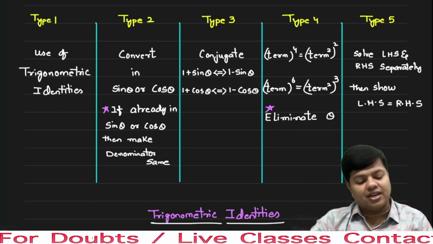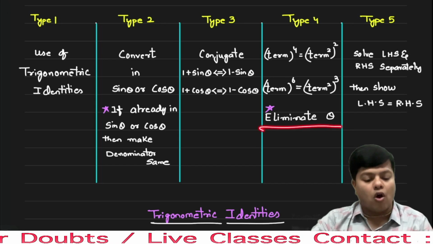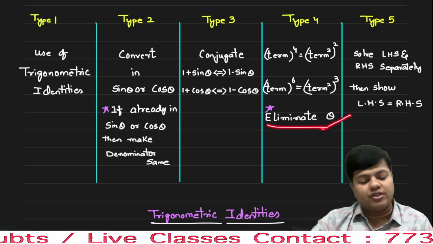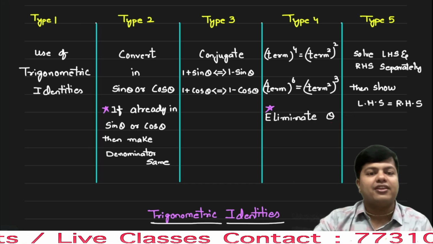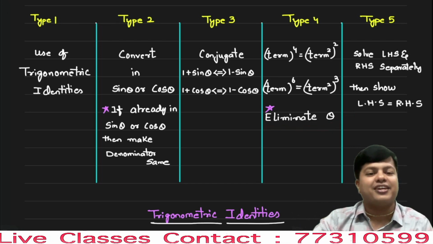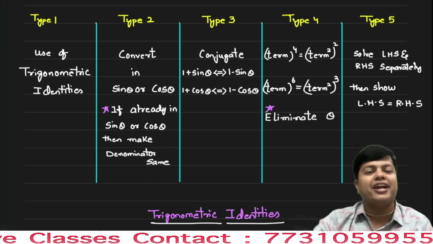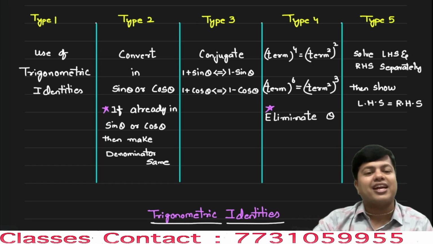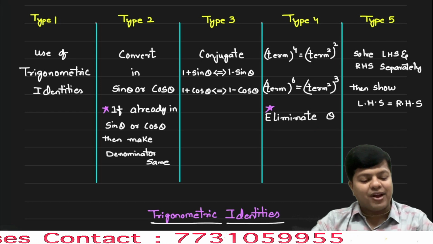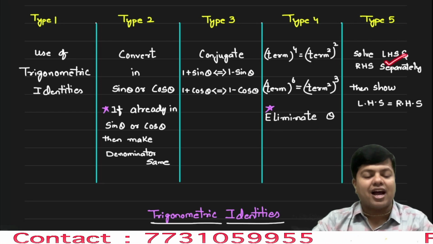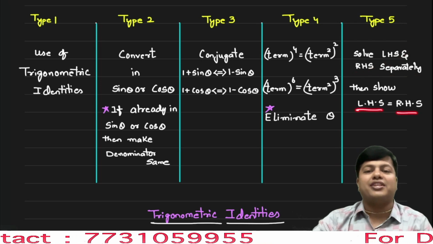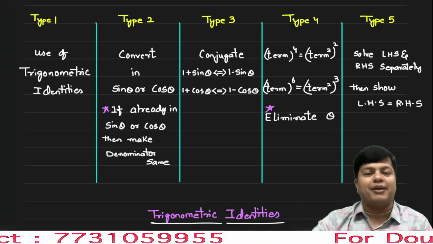These questions are very important and higher order thinking skills questions. Eliminate theta means the answer will not be in theta, with no trigonometric ratio. The answer will be in x and y, but not theta. And type 5 is where we solve LHS and RHS separately, students, and show LHS equal to RHS. These are the 5 types.